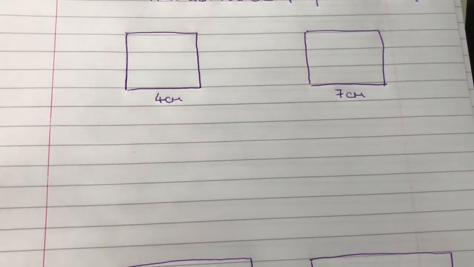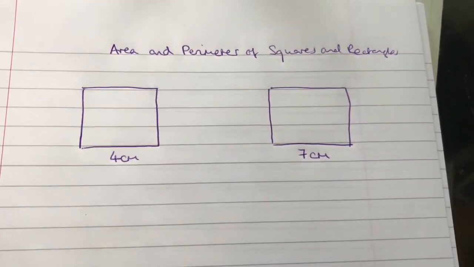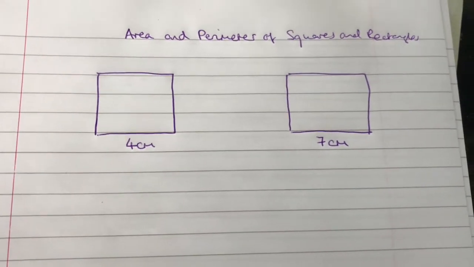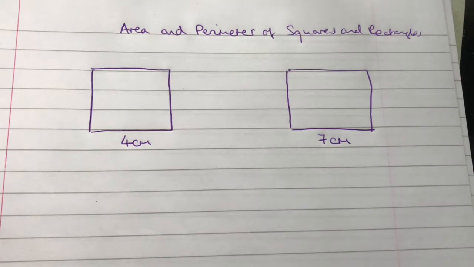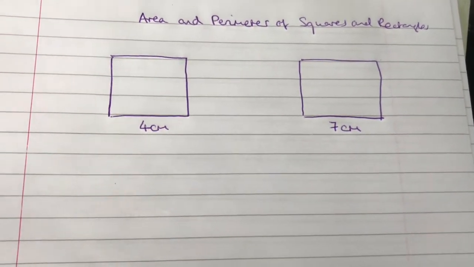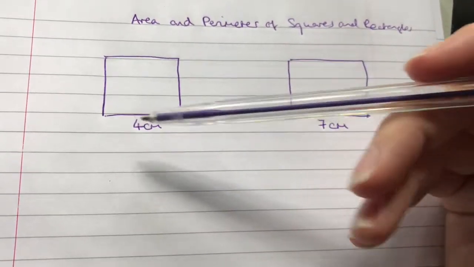Hello everyone, today we're going to be looking at how to find the area and perimeter of squares and rectangles. So let's start with a square. Let's think about squares. What properties do we know about squares? So this is a square I've drawn here. What properties do we know about that?